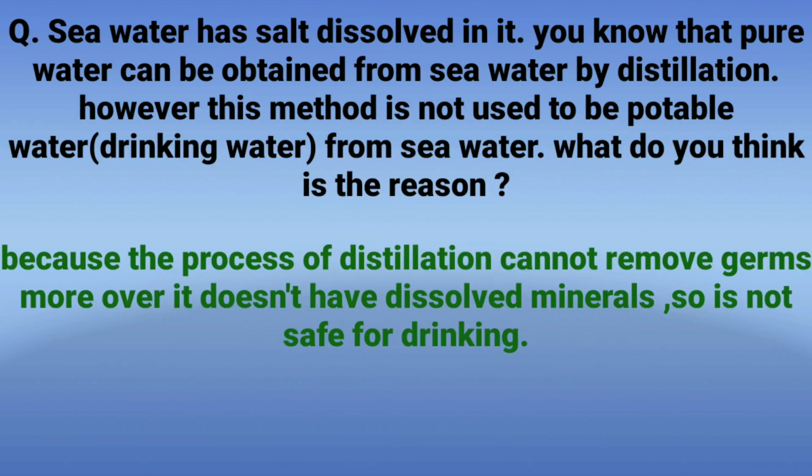Now the next question. Sea water has dissolved salt in it. You know that pure water can be obtained from seawater by the process of distillation. However, this method is not used to obtain potable water, or you can say drinking water, from seawater. What do you think is the reason? Because the process of distillation cannot remove germs. Moreover, the water obtained after distillation does not have dissolved minerals, which are essential for our body. So, distilled water is not safe for drinking.